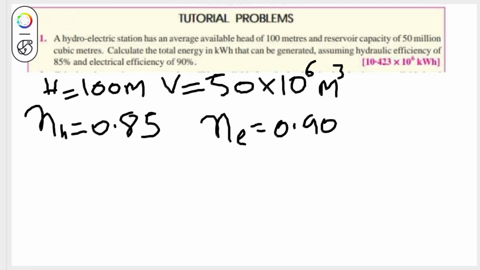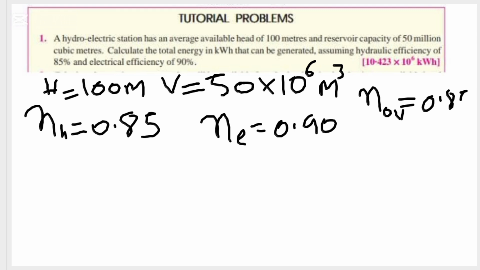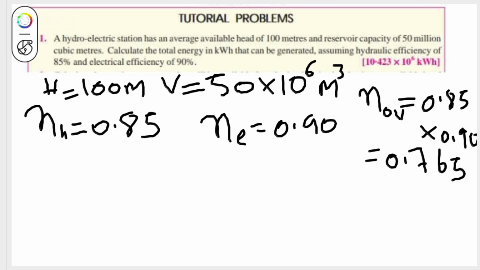And therefore you have to take note that my overall efficiency will now be equal to 0.85 multiplied by 0.90. So the overall efficiency will now be equal to 0.765. So the first thing that I'm going to do, I'm going to find the energy that is available.